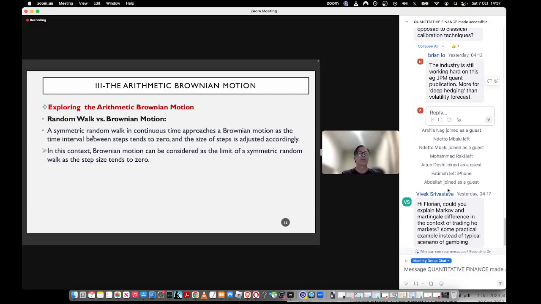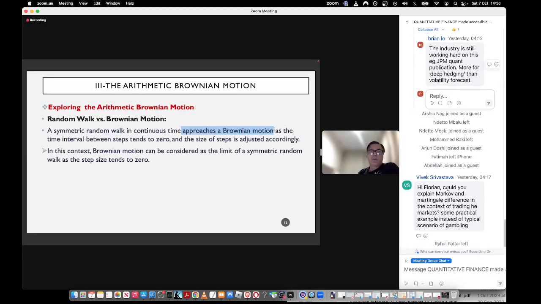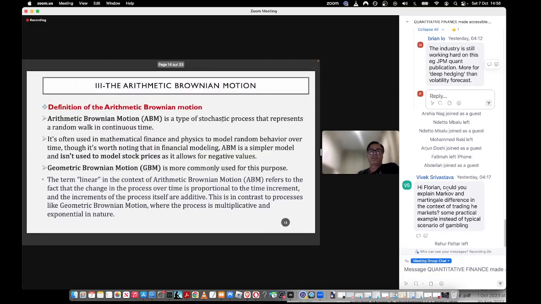So there is a discrete perspective with the random walk, and here is a continuous approach with the Brownian motion, and you will assess that Brownian motion can be considered as the limit of the symmetric random walk when the step size tends to 0. Okay, you can approach that with, for example, the binomial model.